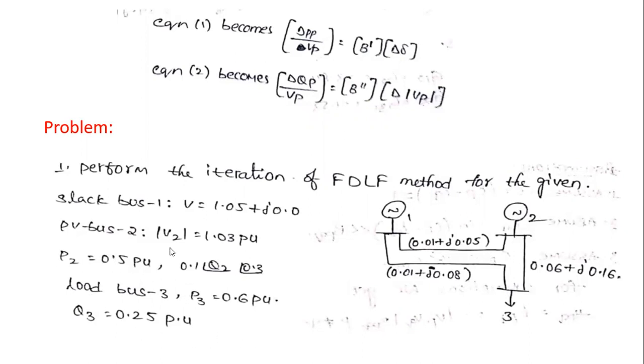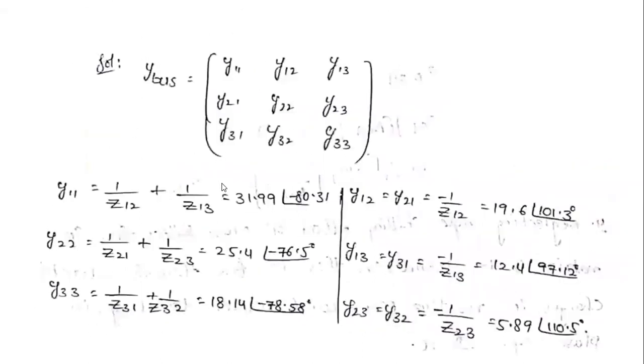By using this given data, we solve the load flow equations by using the fast decoupled method. Bus 1 is taken as the slack bus, bus 2 is the PV bus, and bus 3 is the load bus. By using the data, first of all, we form the Y-bus matrix.